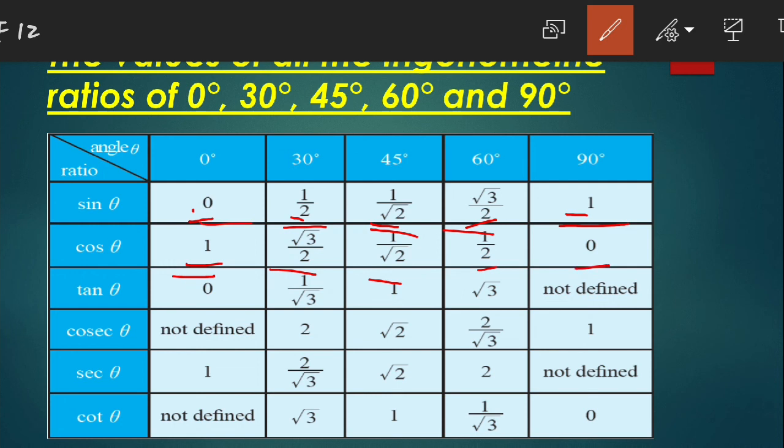Now if you can remember sine and cos, tan theta is equal to sine theta by cos theta, that means if you divide these two, you will get the value of tan theta. So tan 0 degree will be 0 by 1, that's why 0. Tan 30 degree will be this by this, that's why 1 by root 3. In this way you can remember the whole box. After practicing many times, you will be able to remember all these values.